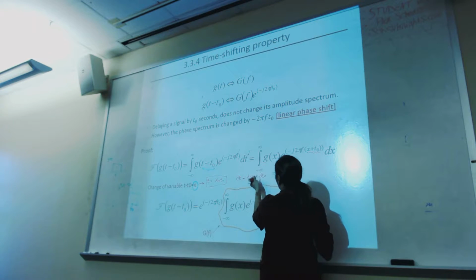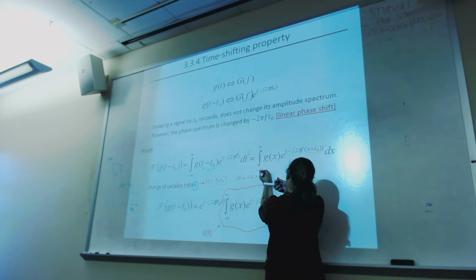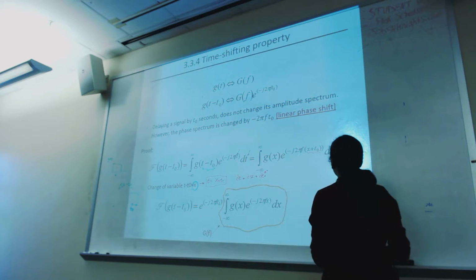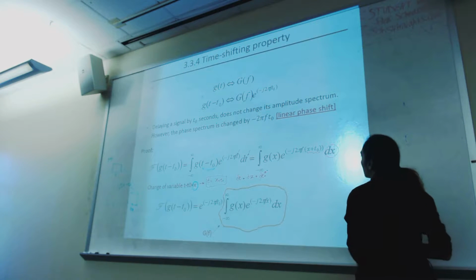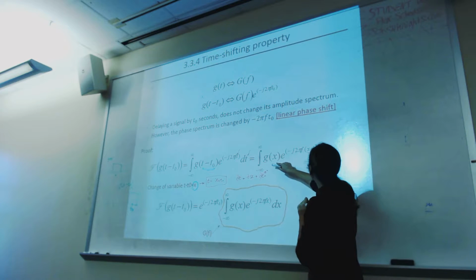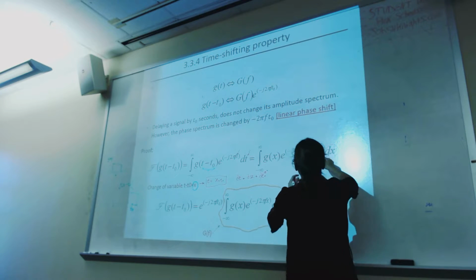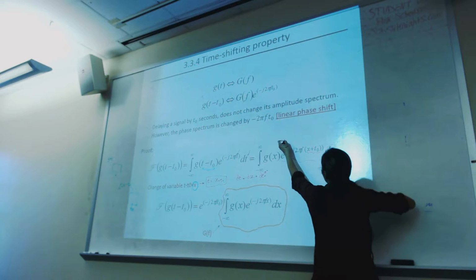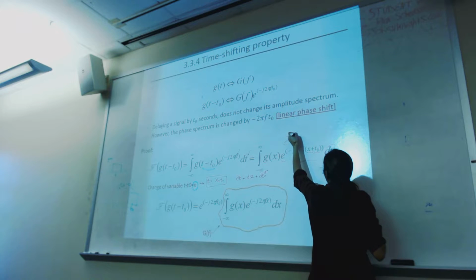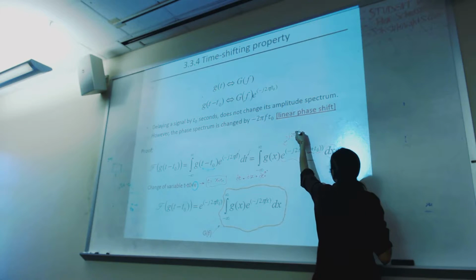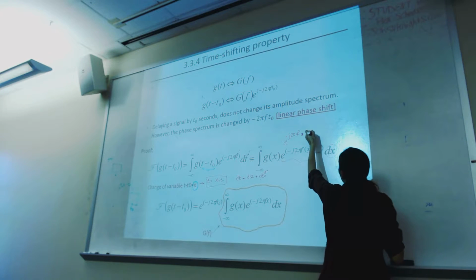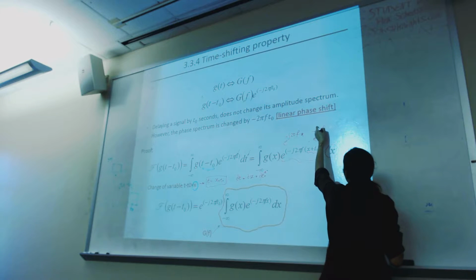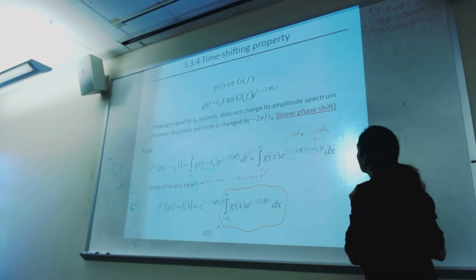But t naught is a constant, so this d of t naught is 0. That's why you get exactly d of x here. That's great. So d of x down. So now just expand this into minus j 2 pi f x times e to the minus j 2 pi f t naught. Everybody agrees?